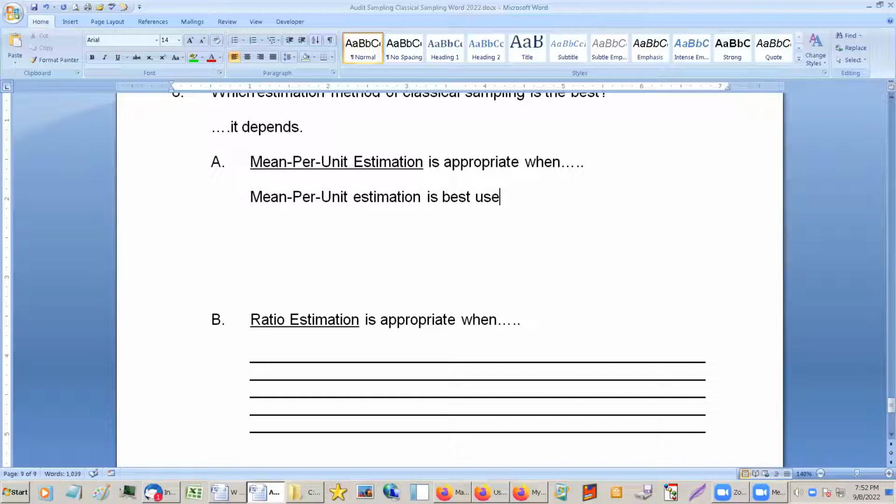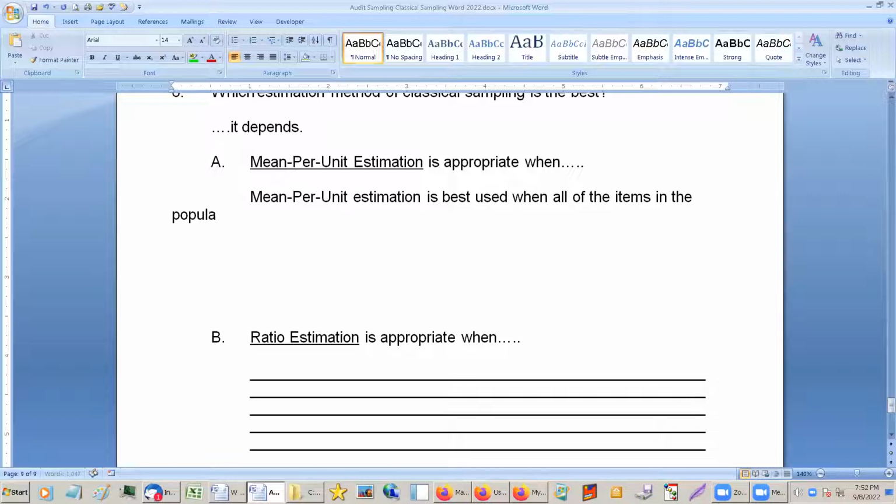Mean per unit estimation is best used when all of the items in the population are of a similar value. So when all of them are about the same amount, mean per unit is a good one to use.